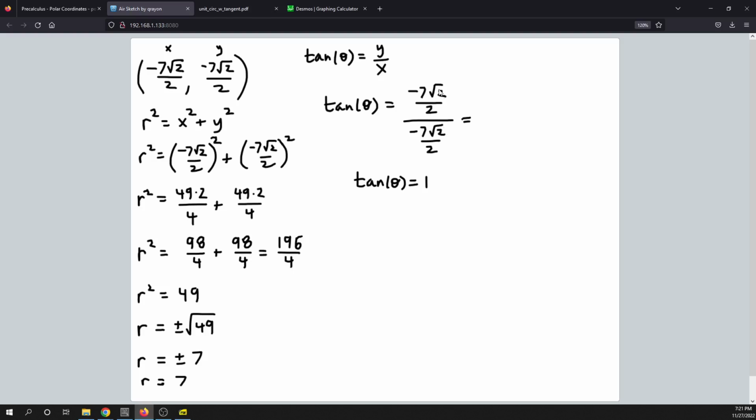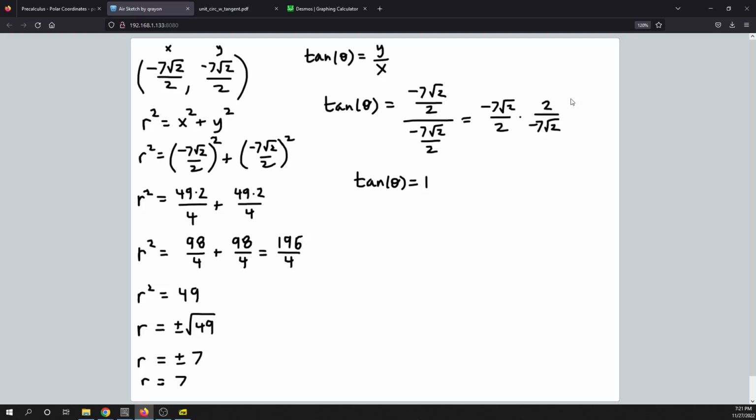So here I'm dividing two fractions, right? If I'm dividing two fractions, one way to deal with that is to invert the bottom fraction and change it to multiplication, right? So that would be minus 7 square roots of 2 over 2 times, instead of division, and then invert this, right? So that would be 2 over minus 7 square roots of 2, like so.